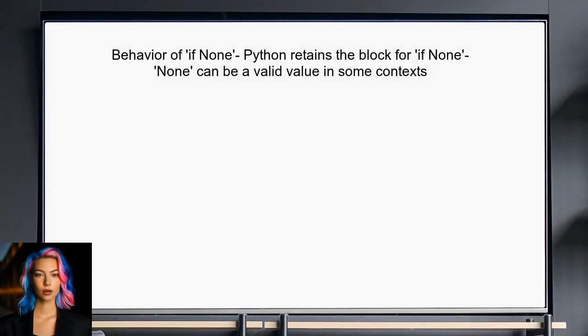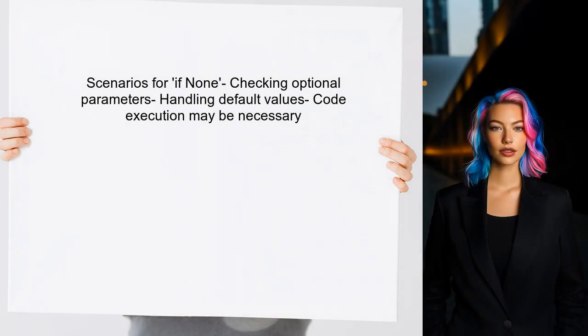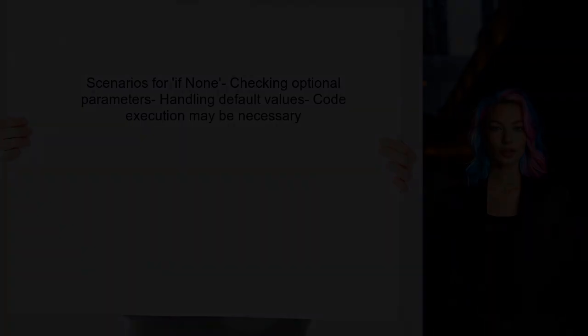On the other hand, when the user writes if None, Python does not optimize this out. This is because None can be a valid value in certain contexts, and the code may still need to be executed for other reasons. In scenarios where the user might use if None, such as checking for optional parameters or default values, the code needs to remain intact to handle those cases properly.